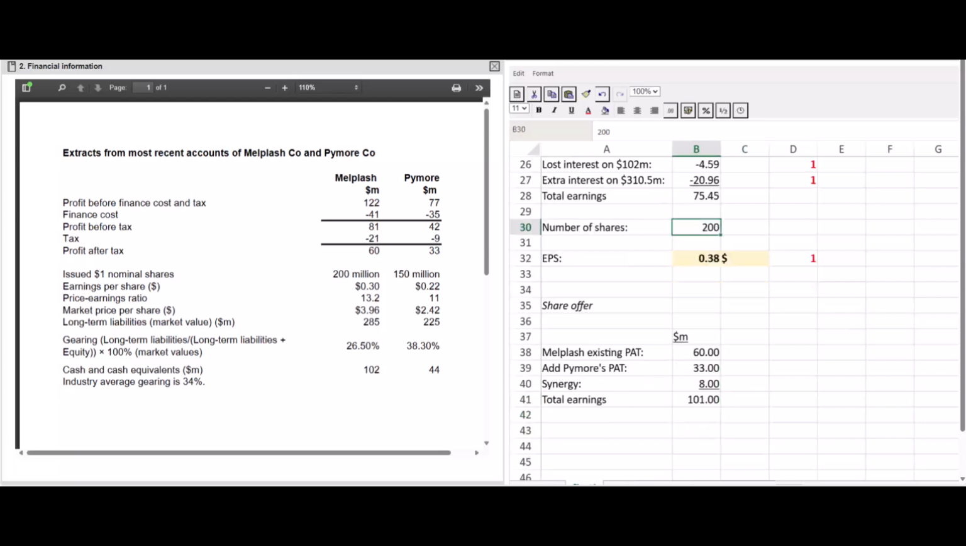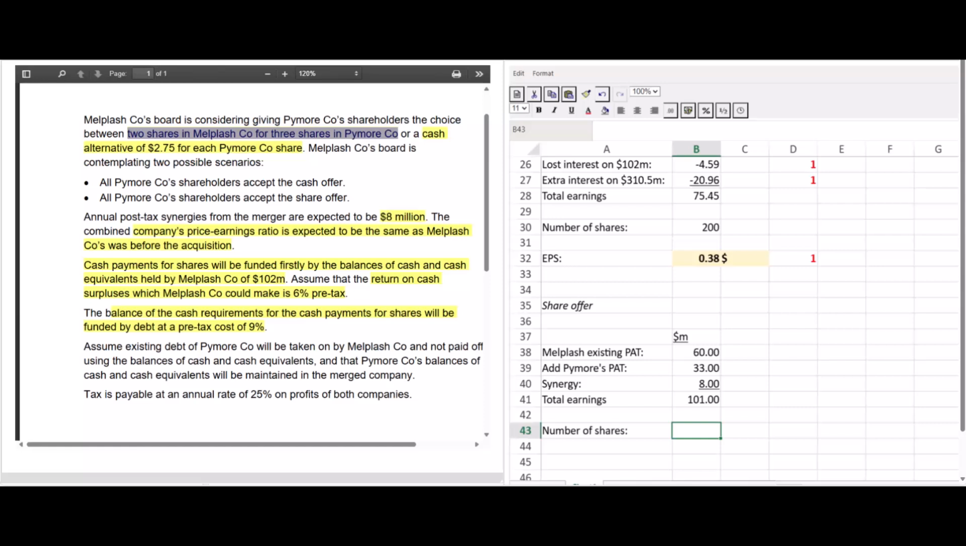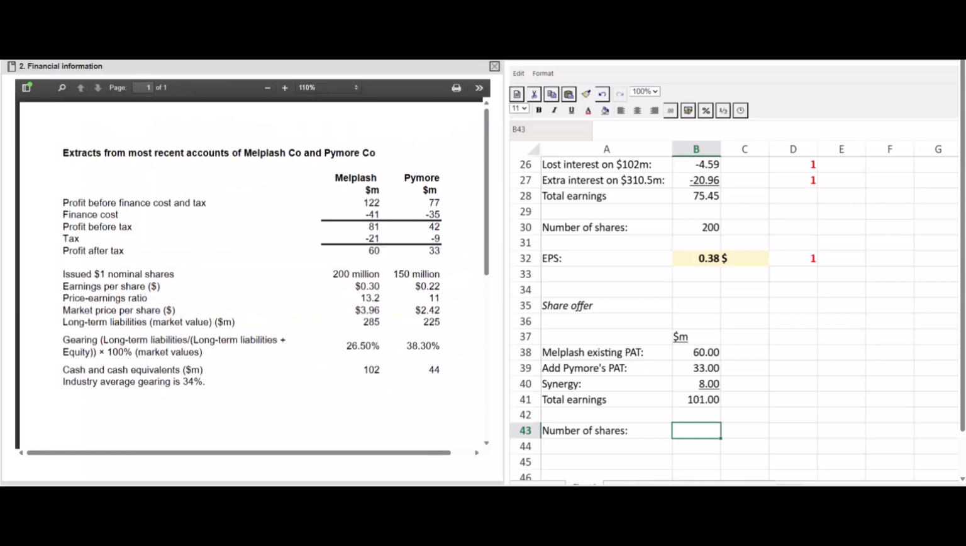Now the number of shares isn't going to be 200 anymore, is it? So the number of shares, and again, I can just copy and paste that, save a couple of seconds. Because we are now doing a share for share exchange, remember, the terms are at the top of this exhibit. It's 2 shares in Melplash for every 3 shares in Pymor. We need to work out how many shares we're going to have in the new combined company. So we'll still have Melplash's 200 million. They're not going anywhere. And then they're going to offer 2 for 3 of Pymor's. Now, at the moment, they've got 150 million. So what you do is 2 over 3 times by that. And that will tell us how many shares we're going to issue to Pymor.